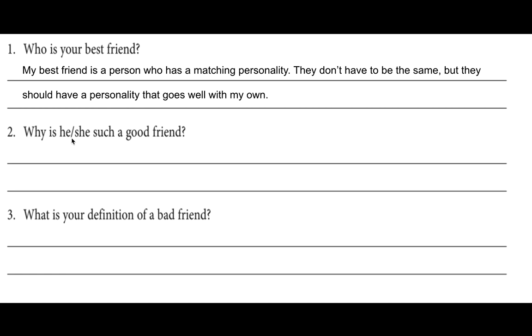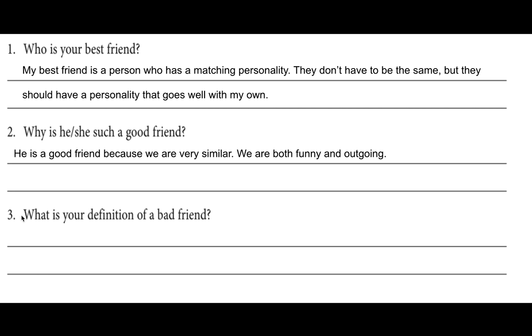Why is he or she such a good friend? He is a good friend because we are very similar. We are both funny and outgoing. So we are good friends.